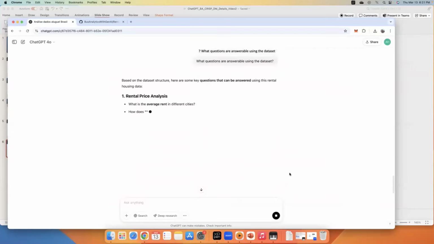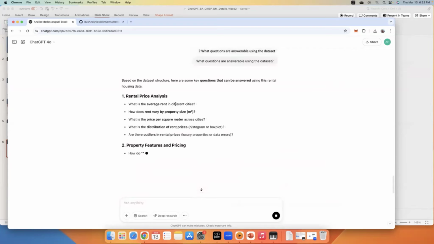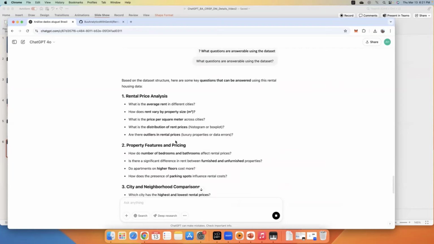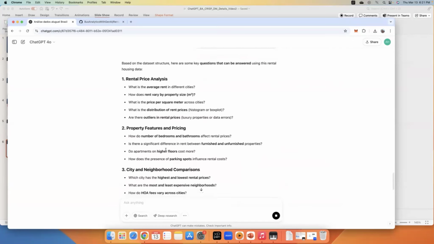Okay, so some questions. What questions can be answered? So what's the average rent in different cities? Rental price analysis, property features and pricing, number of bedrooms and bathrooms, furnished or unfurnished. Okay, city and neighborhood comparisons.